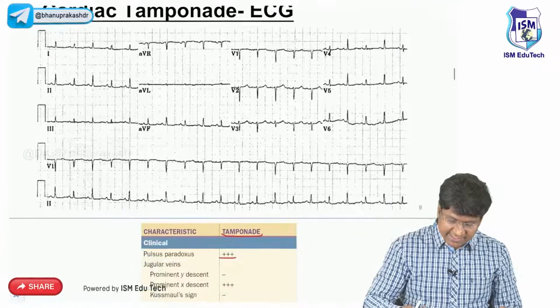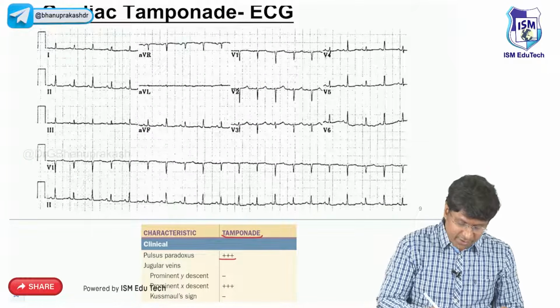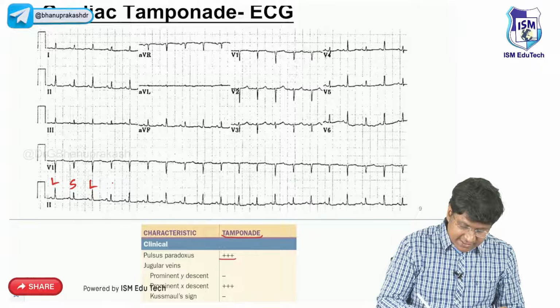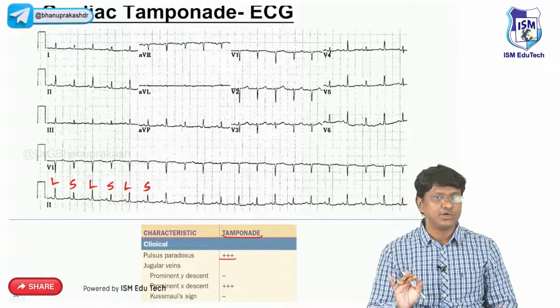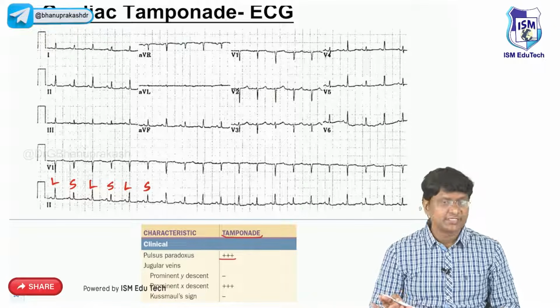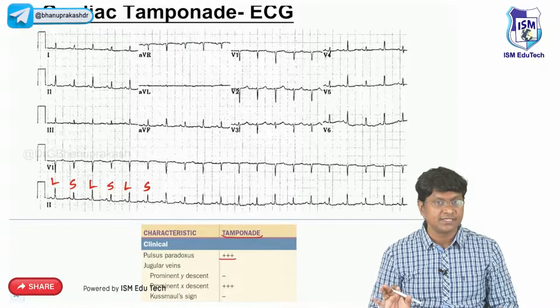Now, this is the ECG of electrical alternans, where you have large as well as small complexes. This is the ECG of cardiac tamponade, right? So with this, we are done with pericardial effusion as well as cardiac tamponade.